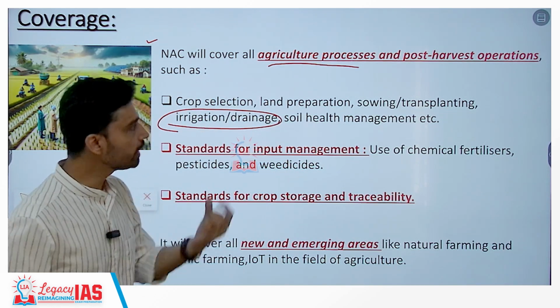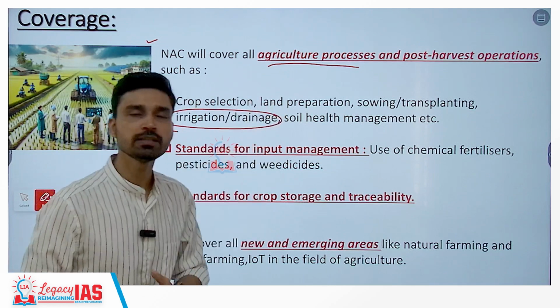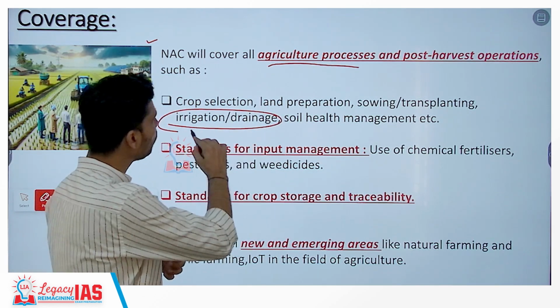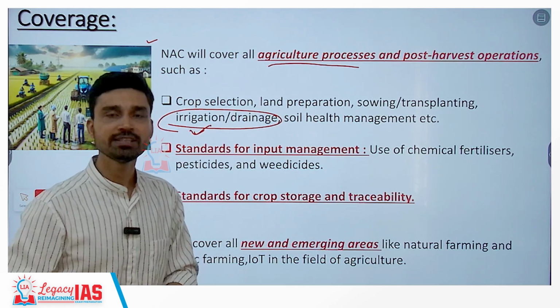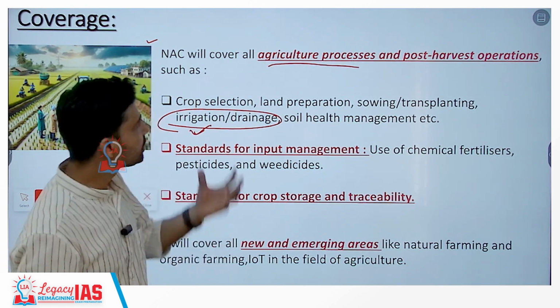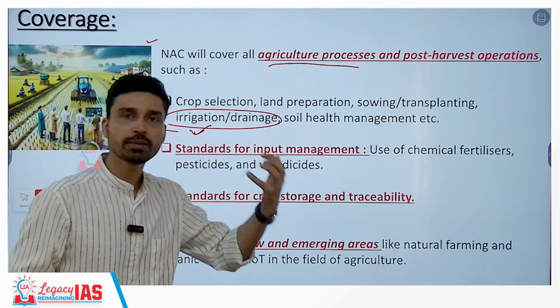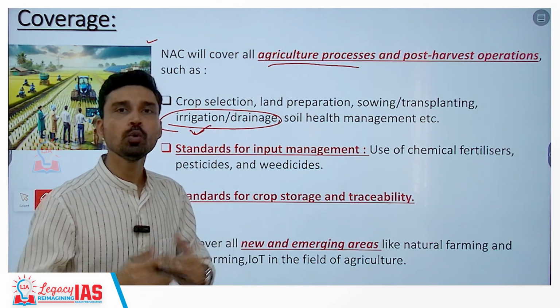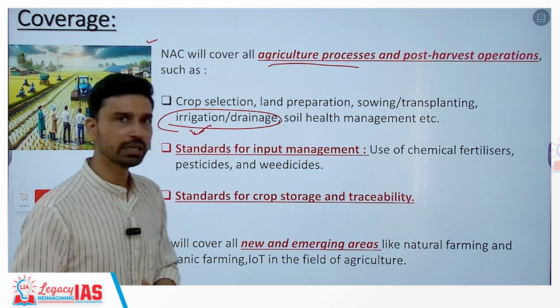As we know, in many parts of India, especially the most fertile northwestern region, due to over-irrigation we are facing the problem of heavy salinity that has reduced the overall crop yield in these areas. So standardization of irrigation and drainage practices is bound to help the farmers here as well as the overall crop yield and productivity.